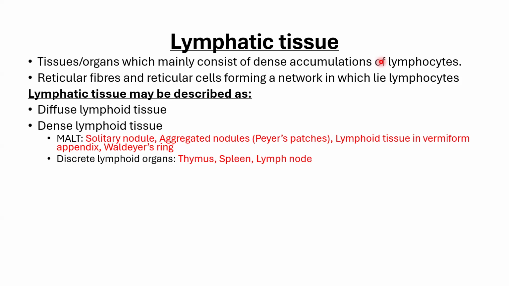Others can be aggregations of these lymphatic nodules, some of them the Peyer's patches, located in the terminal part of the ileum. Other parts will be located in the GI, that is the gastrointestinal system, the urinary system, and even in the respiratory system. Others will be located in the vermiform appendix, and others in the Waldeyer's ring.